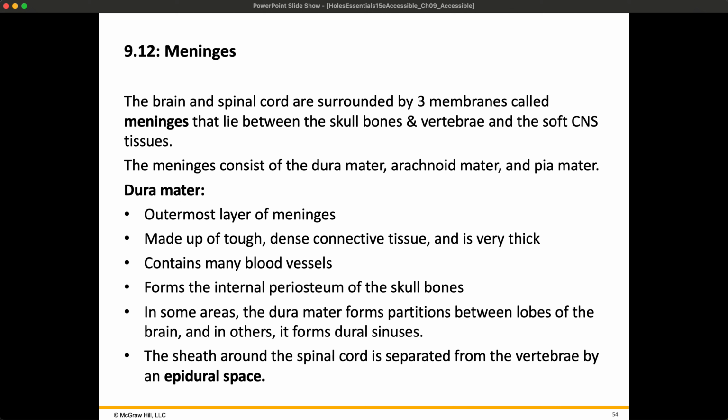I'm trying to make sure I explain this accurately. The brain and the skull are essentially glued to each other, but that's by these maters, these layers. The dura mater is technically the inside layer of the skull bones. It's not up against the brain, it's up against the inside of the skull bone. It forms partitions between the lobes, it forms dural sinuses for drainage, and it forms this epidural space.